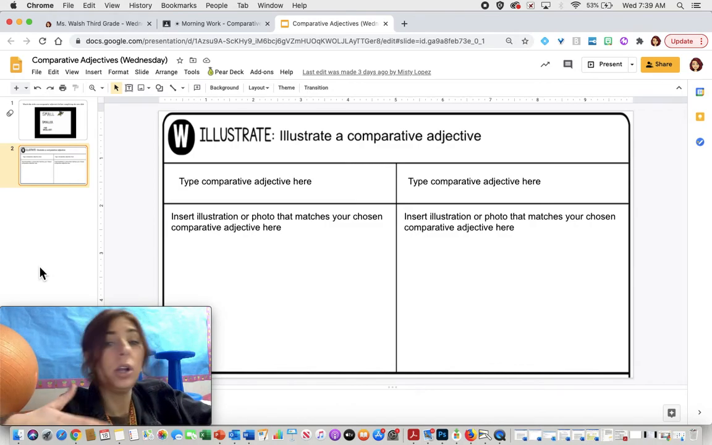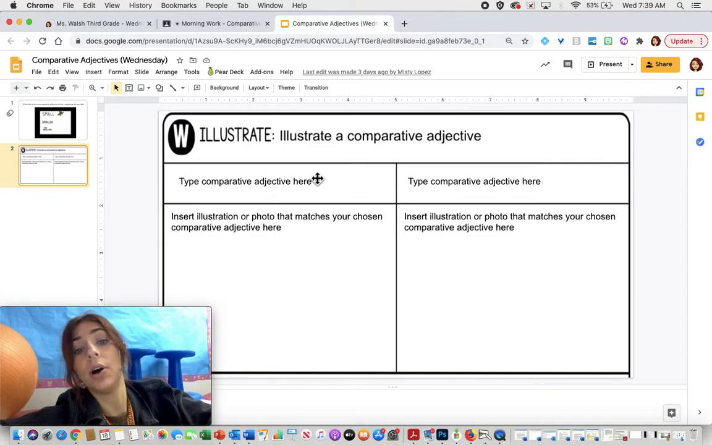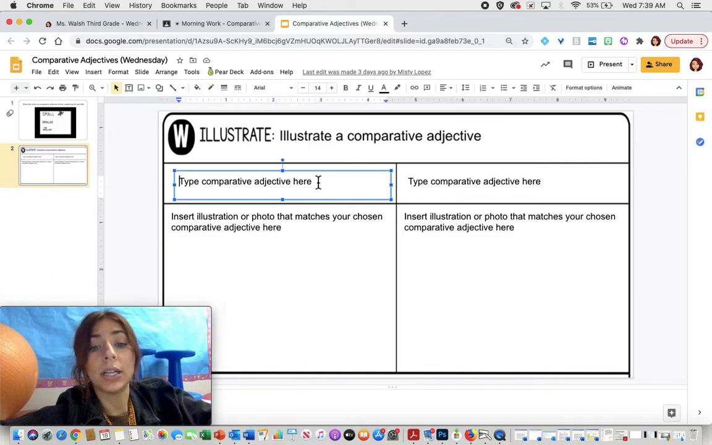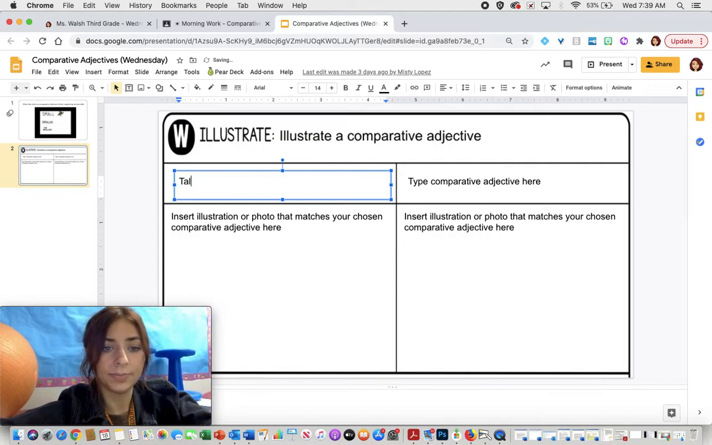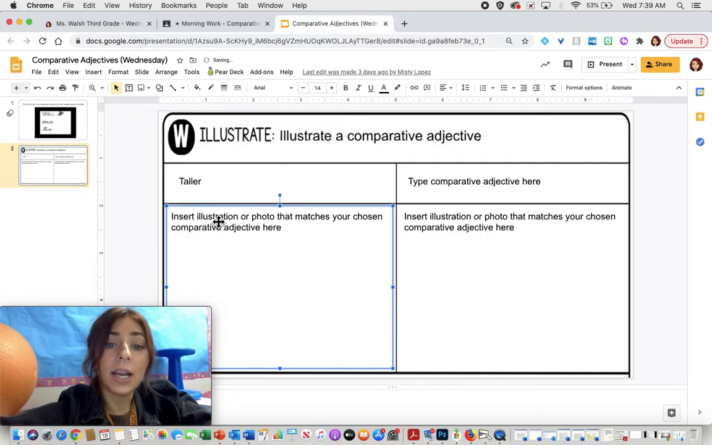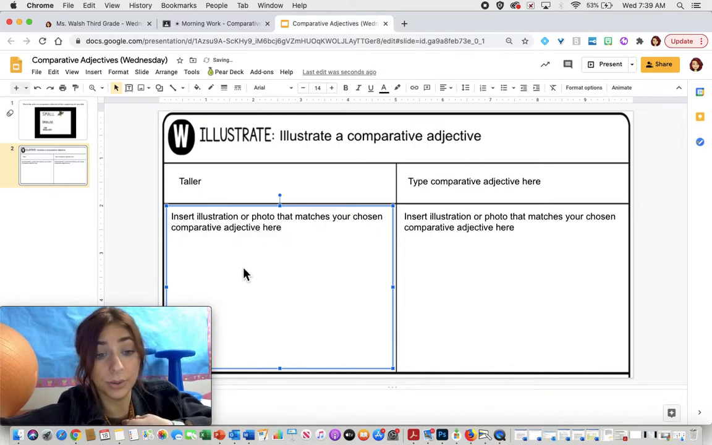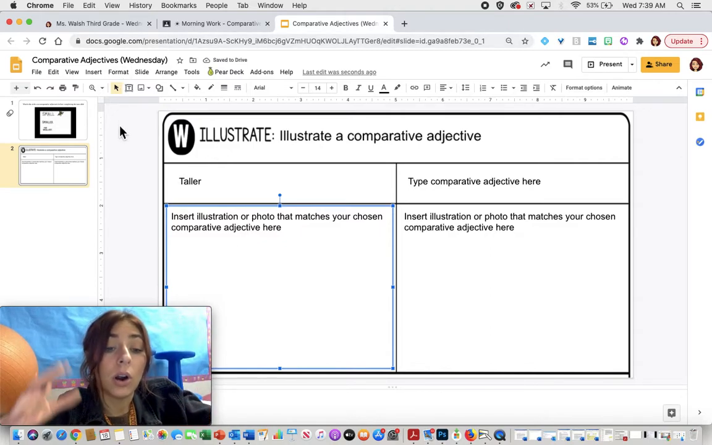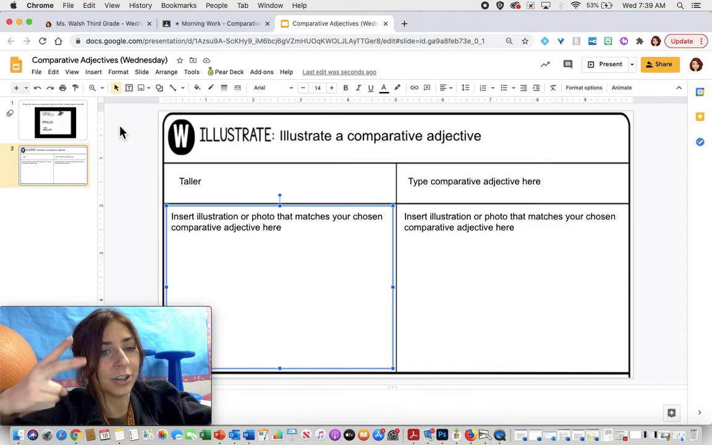So for example, taller. If I have taller, I'm going to click here and type in taller. Then I'm going to either insert a picture that I drew or a picture from the internet that matches that. When you are doing a comparison, it's important you have at least 2 items in your picture.